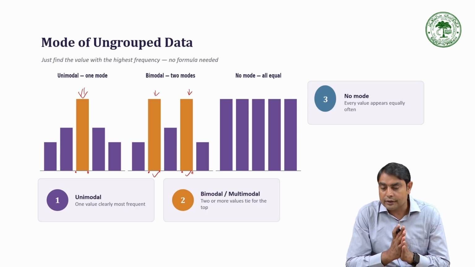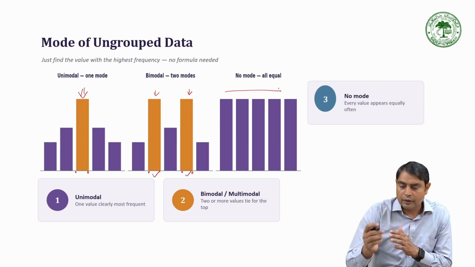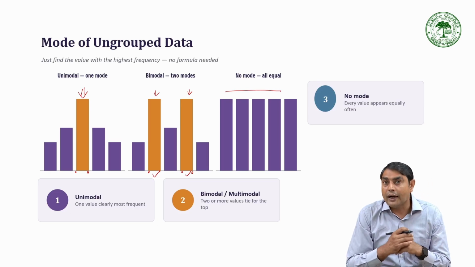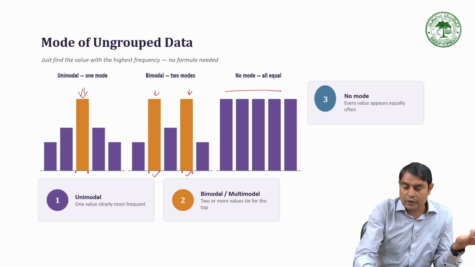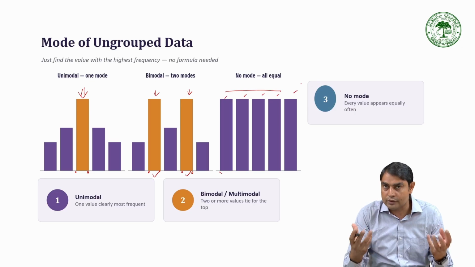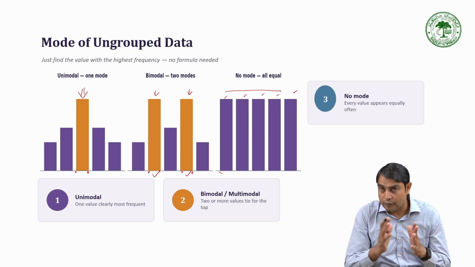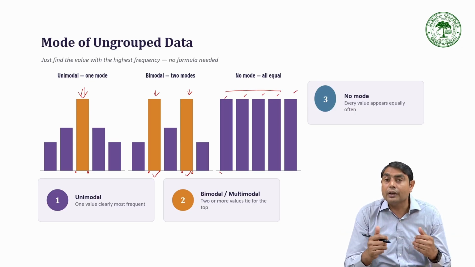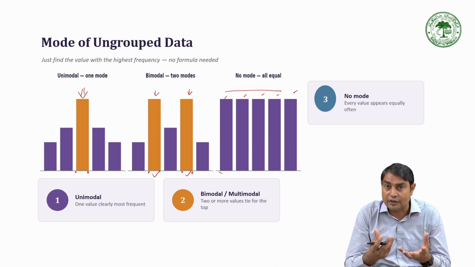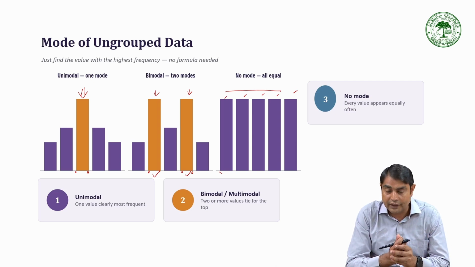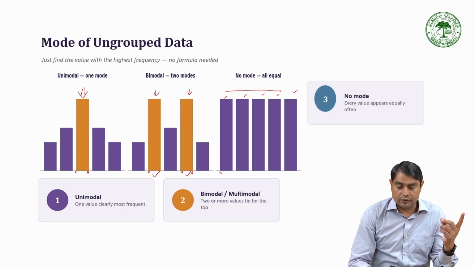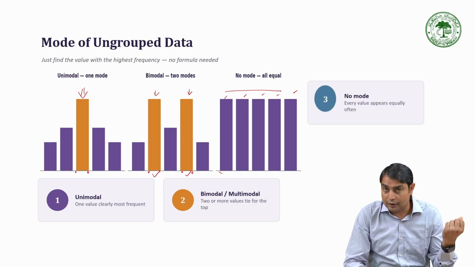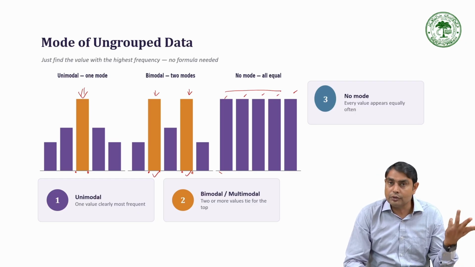And in the third case, which is on your screen, I have all the values equal. All the ranges have the same frequency. So this is the case of no mode. There is no mode because all values are equal. For mode, what I need is higher values or concentration of values in a particular range. So unimodal is having one mode only, bimodal is having two modes, and no mode means all values are equal.